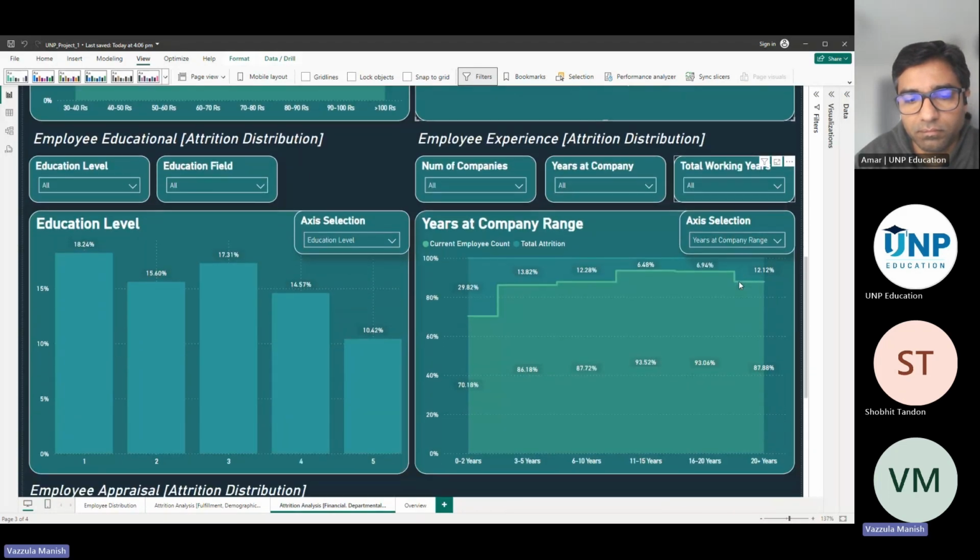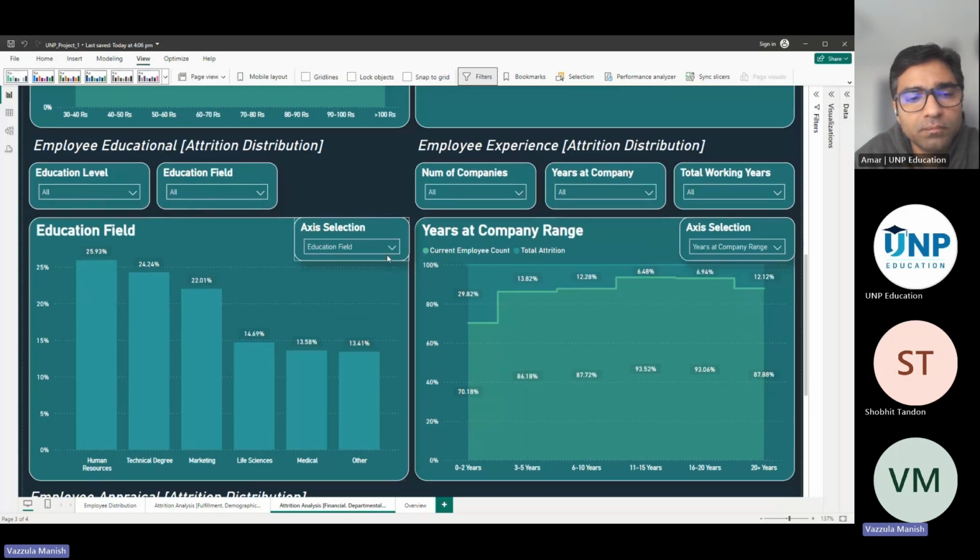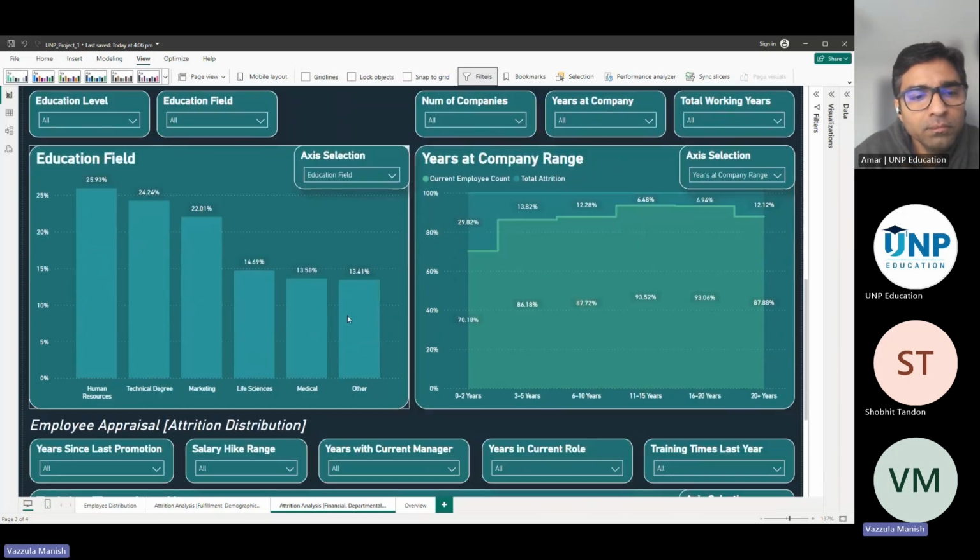Here we have certain educational factors that I've also taken into consideration. We see that people whose education level is lower, as stated by the data, tend to leave the company more than people who have a greater education level. We can also sort this by education field, and we see that human resources has the highest attrition, which is human resources the study field, not the department.